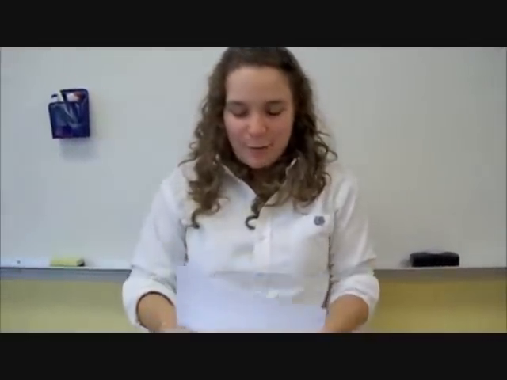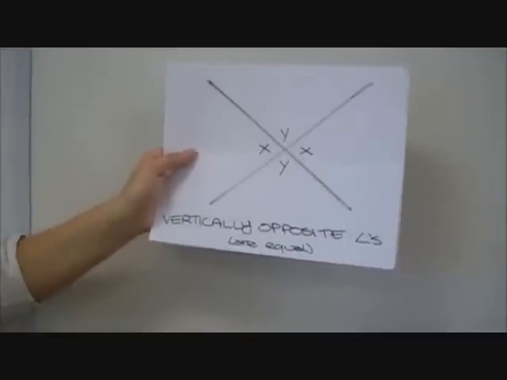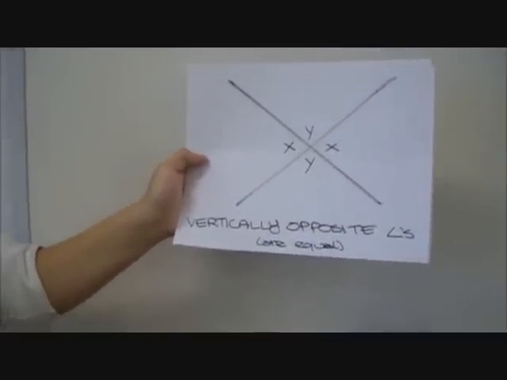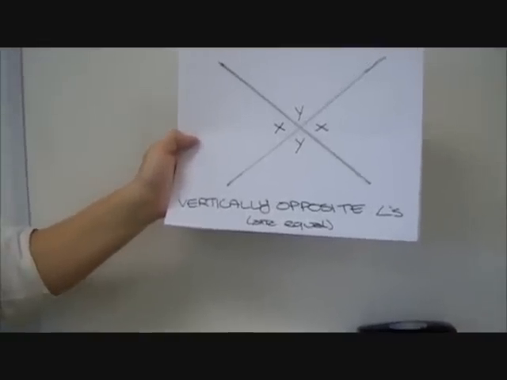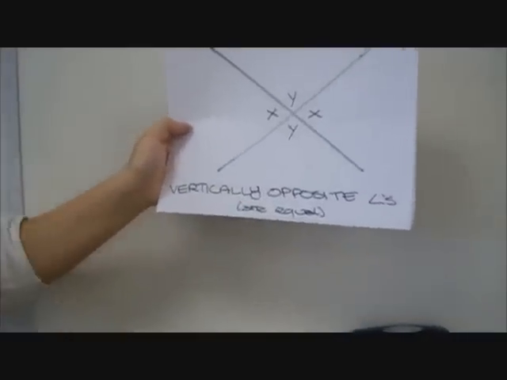Things are about to get tricky class, but pay attention. We are going to be talking about several rules. This first rule is called vertically opposite, aka the X rule. In this rule, vertically opposite angles are equal. This only applies if the arrows on both lines indicate that they are parallel to each other.